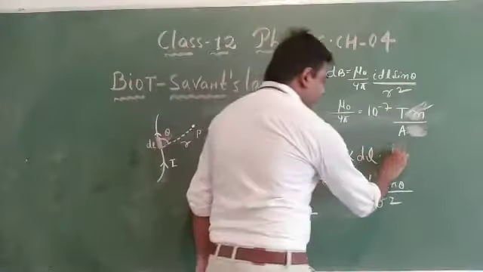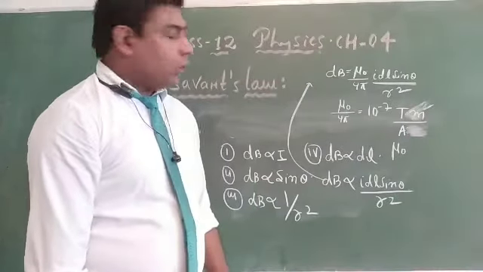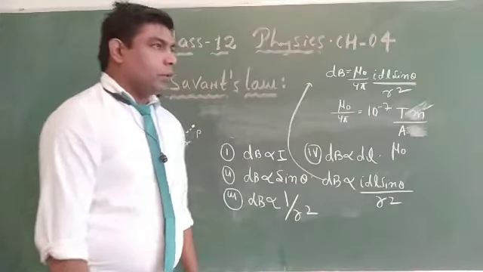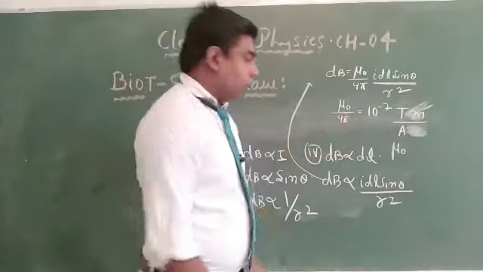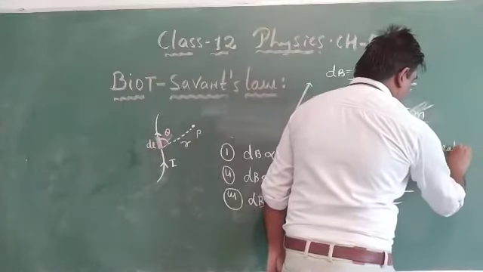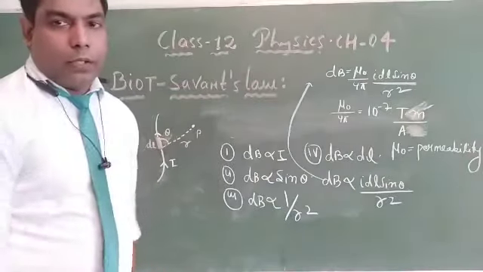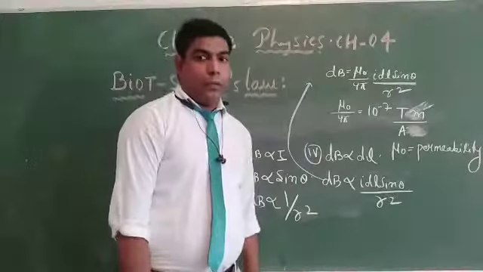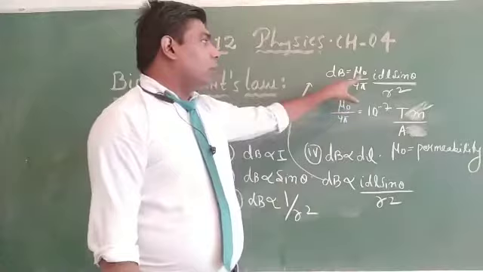Here mu naught, when we were studying the electric field, then we introduced a constant, that is epsilon naught, right? That was called permittivity. Here it will be called permeability. It is known as permeability. Permeability is related to the magnetic field, and when we talk about permittivity, then that is related to the electric field.